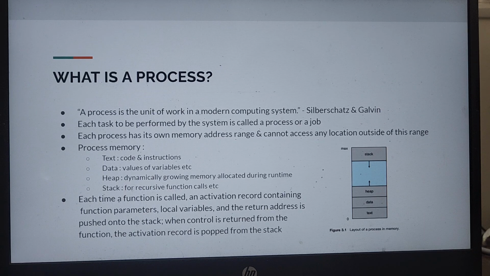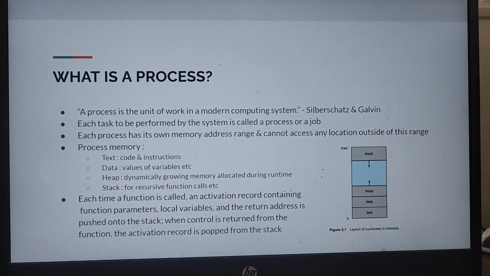What is a process? The Silberschatz and Galvin textbook for operating systems defines a process as the unit of work in a modern computing system. A unit, as we all know, is the standardized quantity which we use as a reference to measure anything. So the unit of distance is meters, the unit of energy is joules, and so on. Whenever you're measuring a quantity, you measure it using this unit as a reference. So when we say a process is a unit of work in a computer, it means all the tasks being performed by the computer are measured in terms of a reference standard called processes.